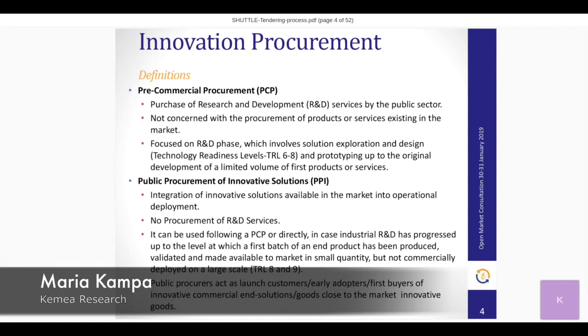The second type is the public procurement of innovative solutions. It is the integration of innovative solutions available in the market into operational deployment. It does not concern procurement of R&D services like PCP. It can be used following a PCP or directly. And public procurers act as the first buyers of innovative commercial solutions or goods close to the market, innovative goods.